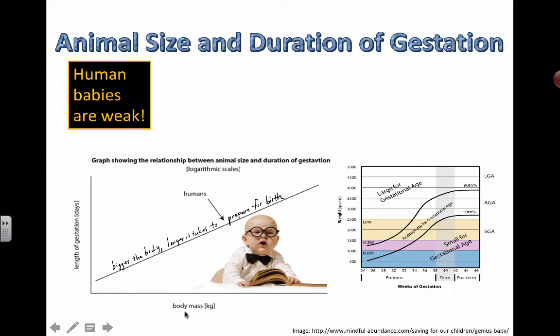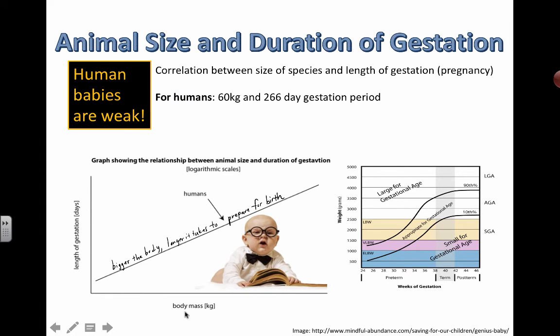So for humans, if that's around 60 kilograms, we take about 266 days on average for a gestation period. So you've heard of the 9 months, which is the amount of time for pregnancy. So humans kind of sit right there. This is a logarithmic scale. So as we go across, we're multiplying as we go higher here instead of just adding a regular unit.